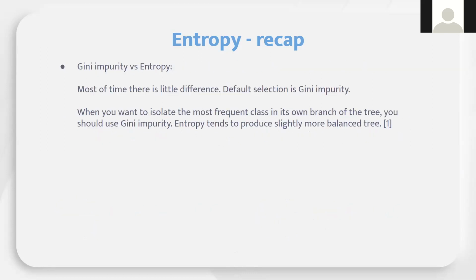And we also recall that we have another concept to measure whether we need to split the tree or not. That is called Gini impurity. Somebody last time asked which one we need to choose. For most times, there's no difference between these two, but the default selection is Gini impurity because it is faster to compute in some cases. But if you want to know in detail, entropy tends to produce a slightly more balanced tree, while the Gini impurity will isolate the most frequent class in its own branch of the tree.